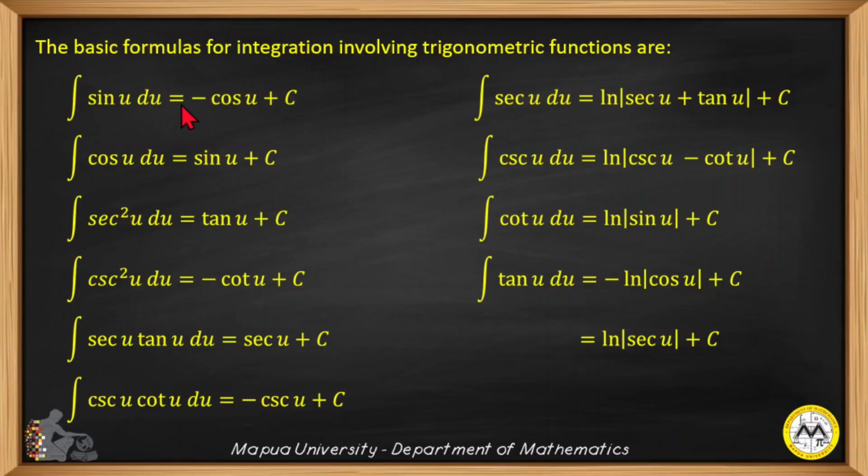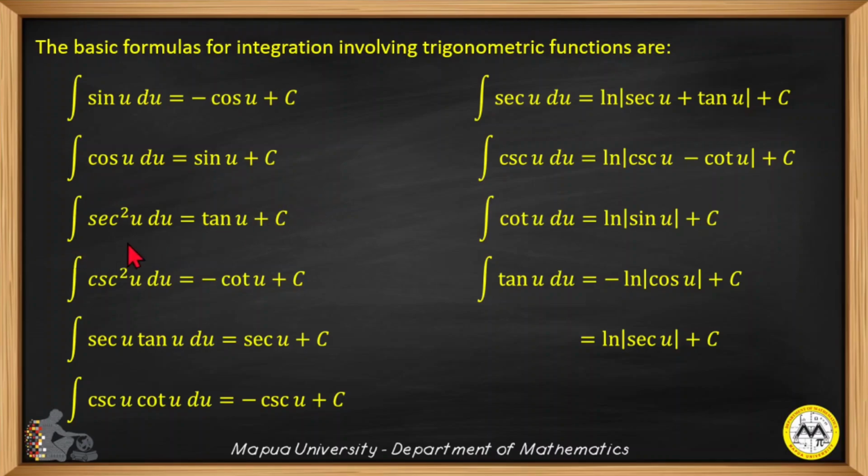To evaluate integrals involving trigonometric functions, we will use the following basic formulas. Recall that the differential of cosine u is negative sine u du. So when you multiply by negative, we have sine u du. Therefore, the integral of sine u du is negative cosine u plus the constant c. Also, the differential of sine u is cosine u du. So the integral of cosine u du is sine u plus the constant c.